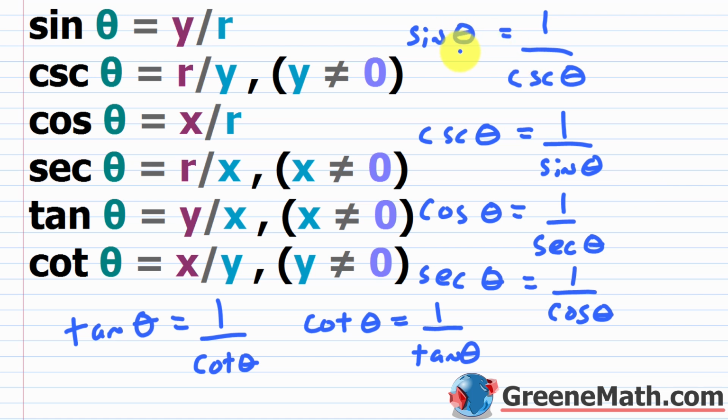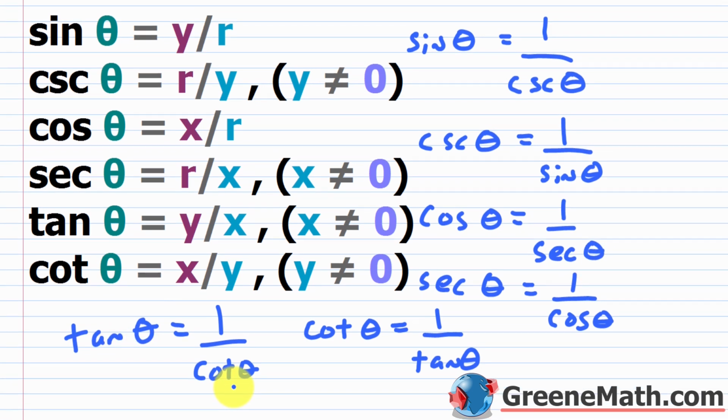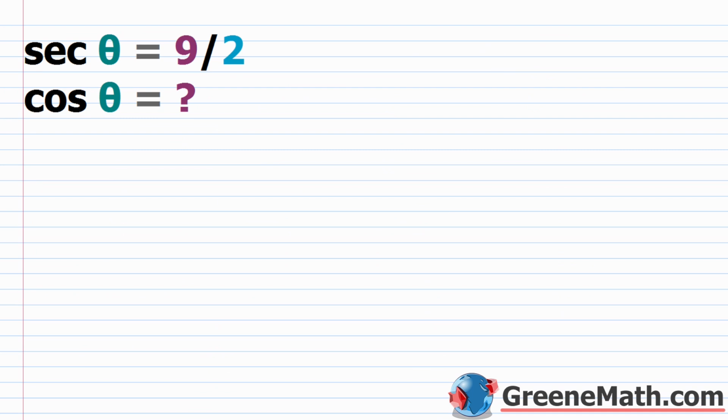You take the two guys that are reciprocals, okay? One will be over here, one will be in the denominator. You can switch the positions again. The sine of theta and the cosecant of theta, those guys are reciprocals. So the sine of theta is equal to 1 over the cosecant of theta. Similarly, the cosecant of theta is equal to 1 over the sine of theta. And you see the same thing with the cosine of theta and the secant of theta, and with the tangent of theta and the cotangent of theta. So let's look at a quick example of this.